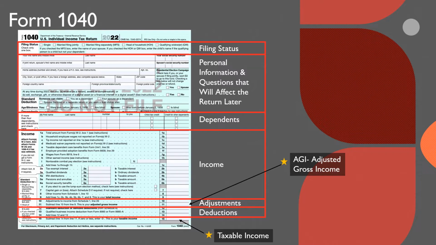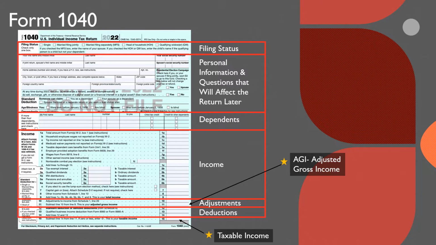Next is a space for personal information, such as the taxpayer's name and address. This section also includes some questions that can affect the return later on. The next section is for dependents. Dependents are individuals who the taxpayer supports. A future lesson will cover who qualifies as a dependent.